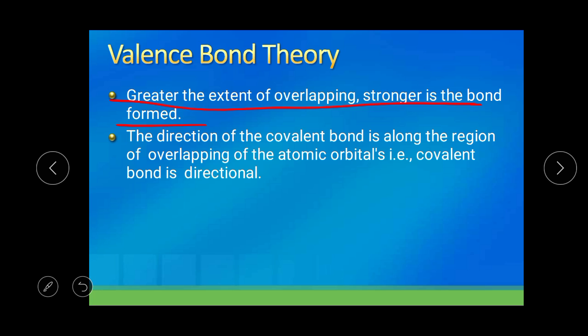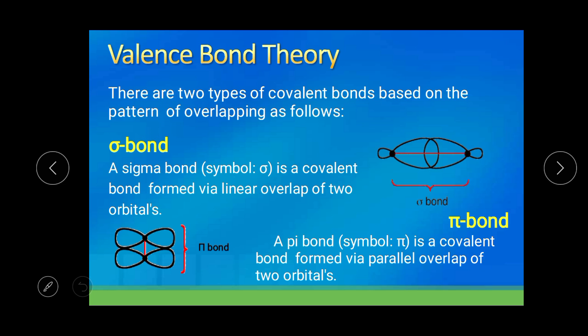According to the direction of overlapping, orbitals can overlap in different directions. Based on that, we can classify covalent bonds. So we can say that a covalent bond is directional in nature. Before going to that, there are three types of orbitals: s orbital, p orbital, d orbital. These have different shapes. S orbital is spherical in shape, p orbitals are dumbbell shaped.